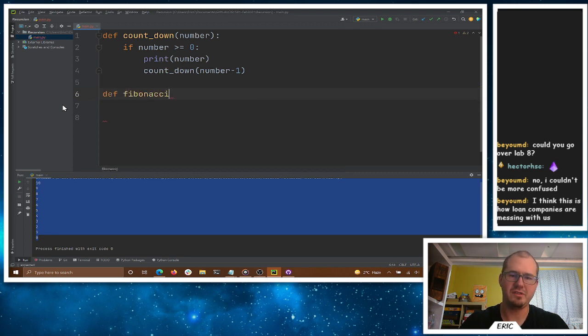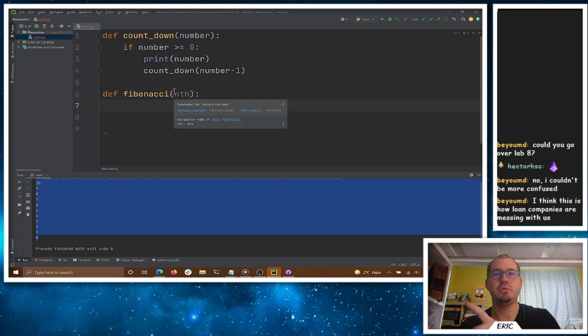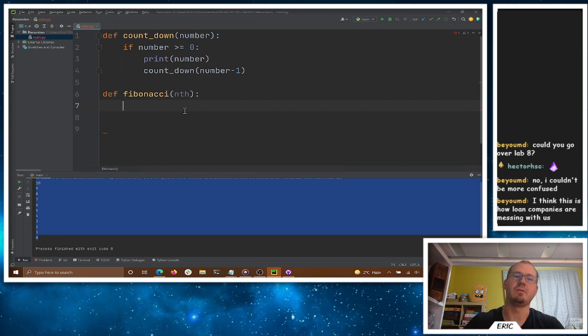Fibonacci, I think there's two I's in it. Given the nth number in a Fibonacci sequence, right? So it's 1, 1, 2, 3, 5, 8, 13, 21, 34, 55, on and on. So the two previous numbers make up the next number.